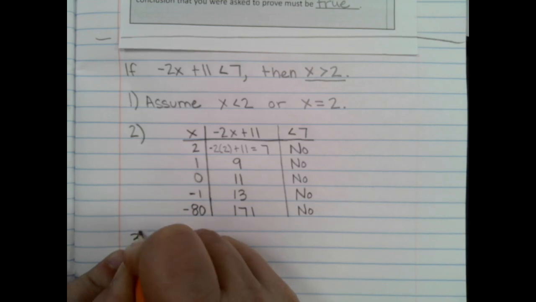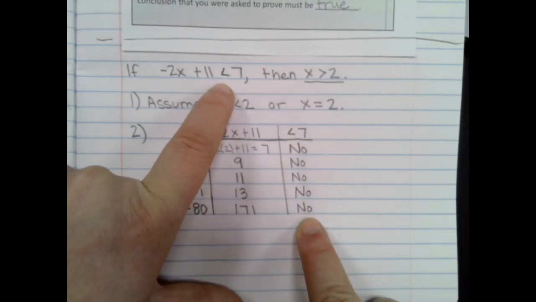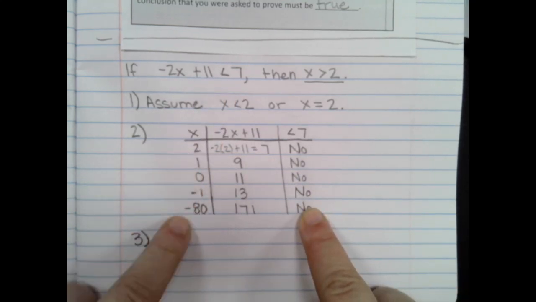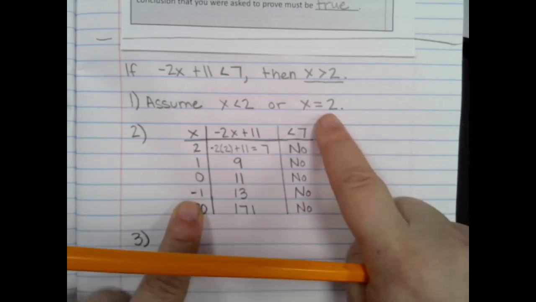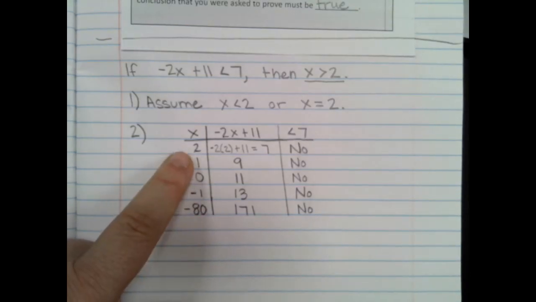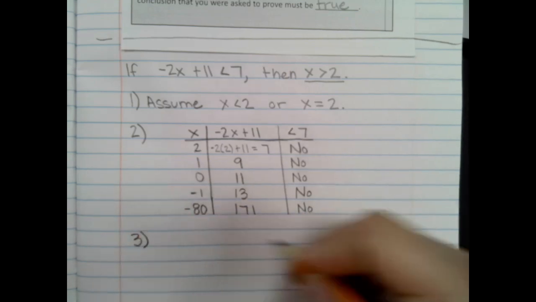This doesn't work because it had to be less than 7. This column was supposed to be a yes. But none of this column is a yes, and none of these numbers worked. So because none of these numbers work, that means our answers have to be on the other side of 2. They have to be greater than 2 in order to work. So we're going to write that out as a contradiction. We write it as a sentence.